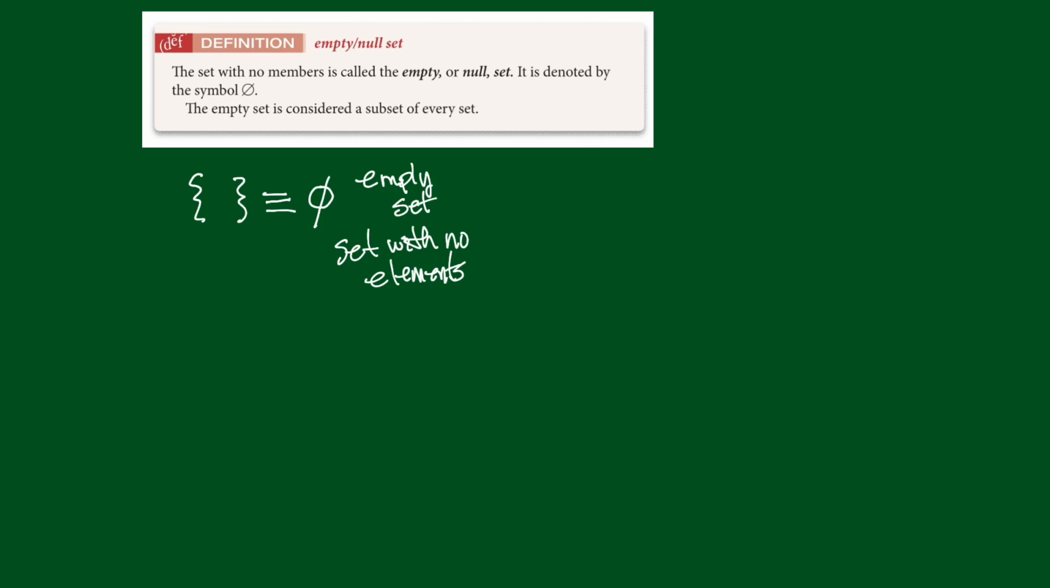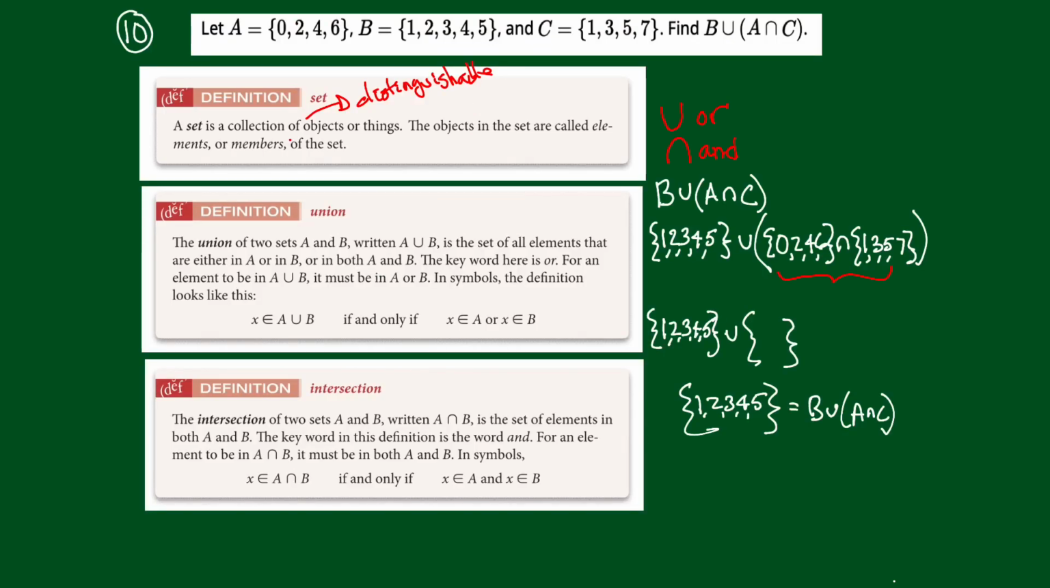So back in that last problem, let's look at it again here. In that last problem, when we took A intersects C, here's A, here's C. Now remember, it's the intersection. There was nothing in common. Did I get it right? 0 is not in both, 2 is not in both, 4 is not in both, 6 is not in both, 3, 5, 7, and 1 are not in both. So there's nothing common between these two sets, so I got nothing here.